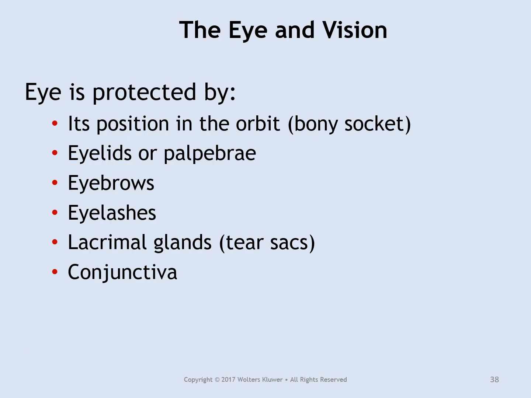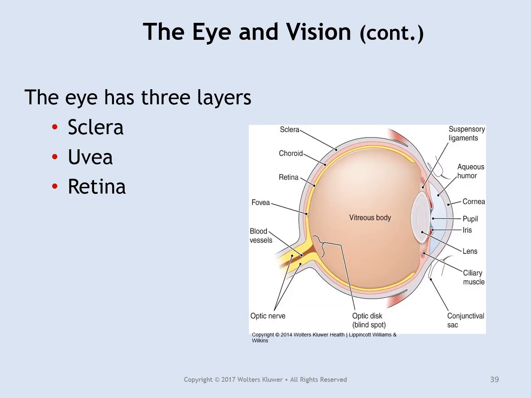So like I said, your eye is protected by a whole bunch of stuff. Everything from the bones that surround the eye to your eyelids, your eyebrows and eyelashes, your conjunctiva, your lacrimal sacs, all of those. There are 3 layers to the eye, which I think is kind of nice, just like there are 3 divisions to the ear. The outermost layer is called the sclera, the middle layer is the uvea, the inner layer is the retina.